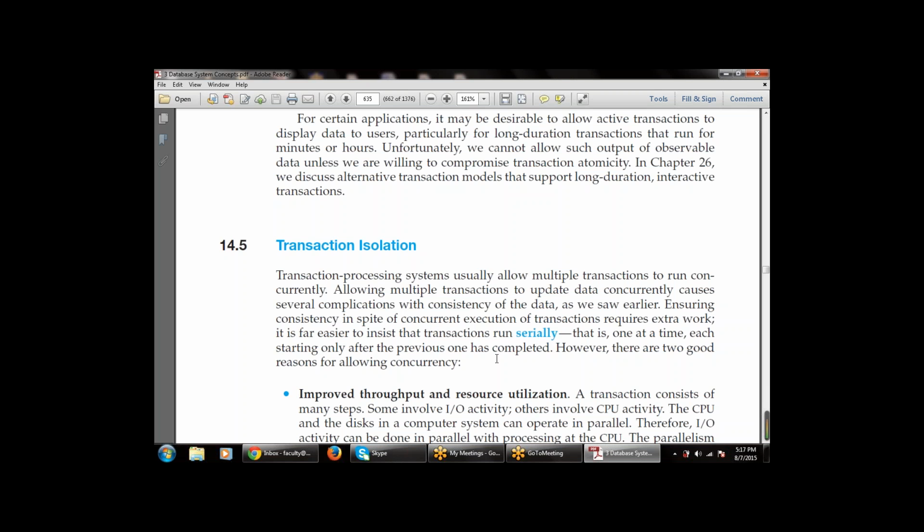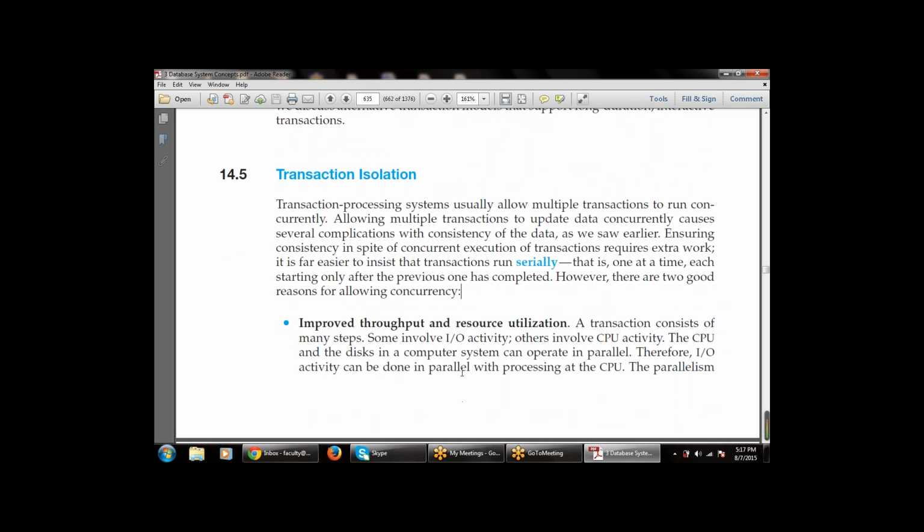There are two good reasons for allowing concurrency, that is, multiple transactions running at the same time. The first is improved throughput and resource utilization. That is, the output produced by multiple transactions executing together is better compared to a single transaction. The next is resource utilization. That is, the proper resources are utilized.